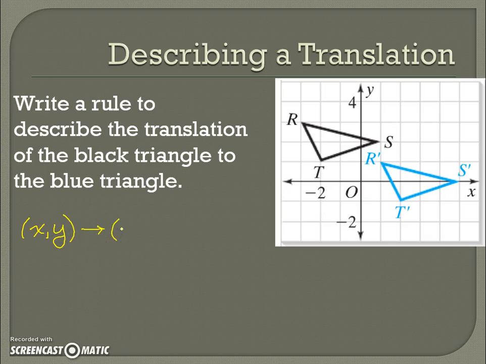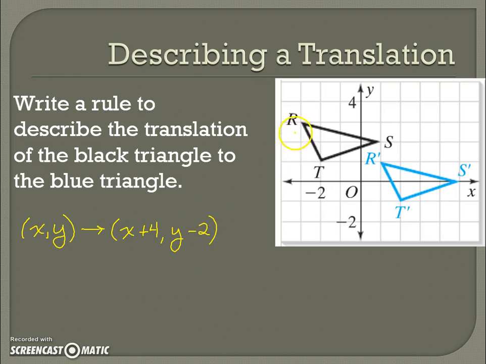Now from here, I'm going to say what I do to the x coordinate to get to the other x coordinate. So here I have R, it's at -3. And then I go, to get to this, I'm going to go 1, 2, 3, 4 to the right. So I'm going to add 4 to the x coordinate. And then to get down here, I go down 2. So whatever the y coordinate is, I'm going to subtract 2.